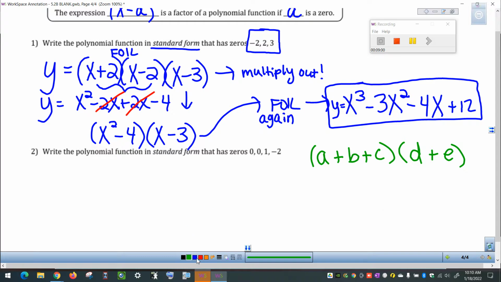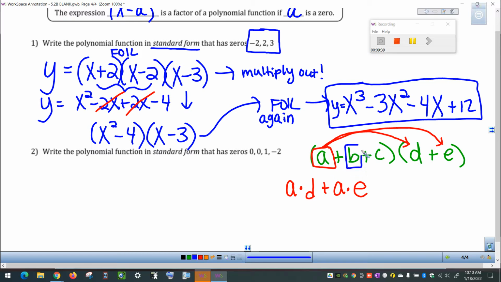And so it's not FOIL that we're doing, but we can think about a similar type of process. I actually kind of like to think about the distributive property here. Each little part in the first one is going to distribute to every part in the second one. So for example, this would be a times d plus a times e.